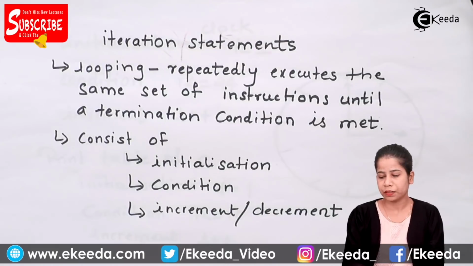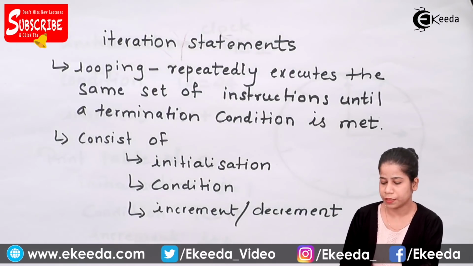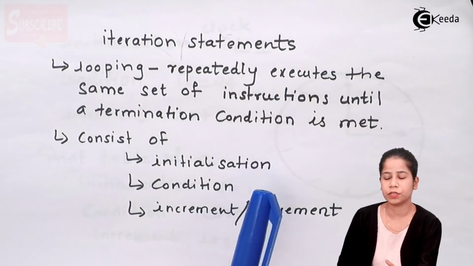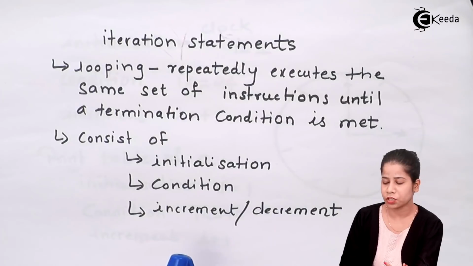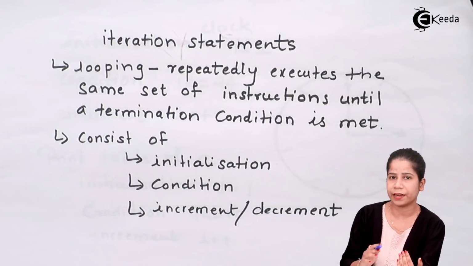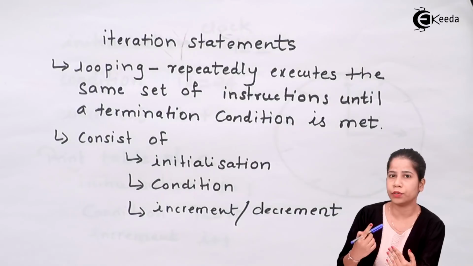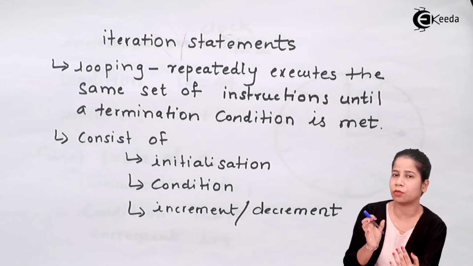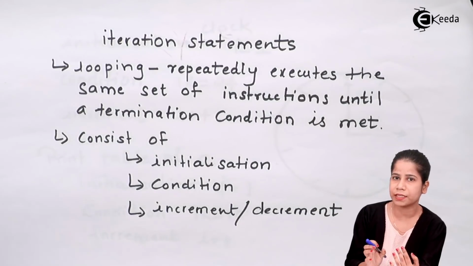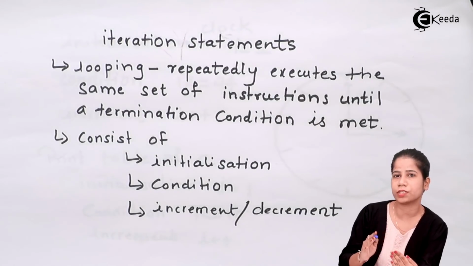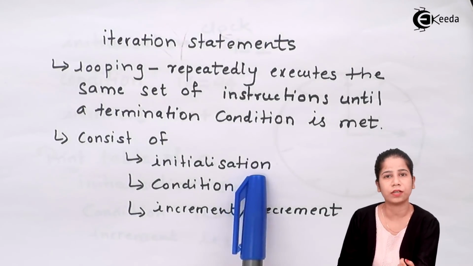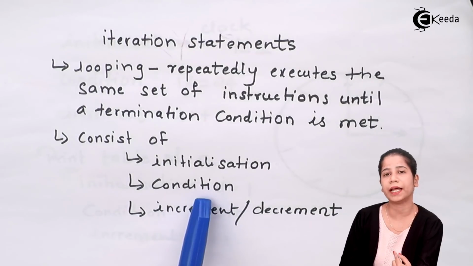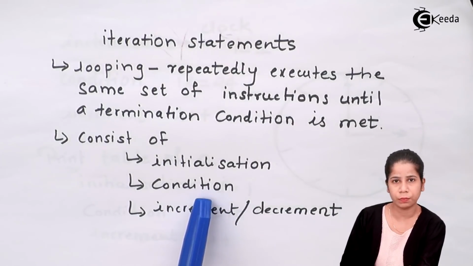Because of this, your iteration statement consists of three things. First of all, initialization. What is initialization? Initialization determines from where my counter should start counting or repetitions. There has to be some counter which determines how many times the statements should be executed, but from where it should start is given by initialization. Then we have the condition. The condition determines how many times a particular task needs to be performed.